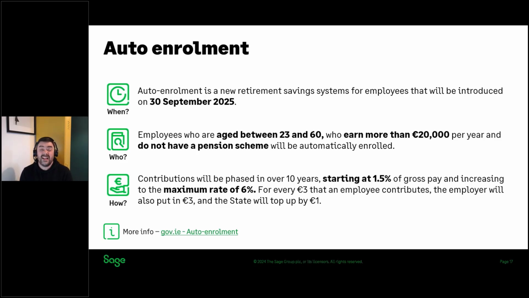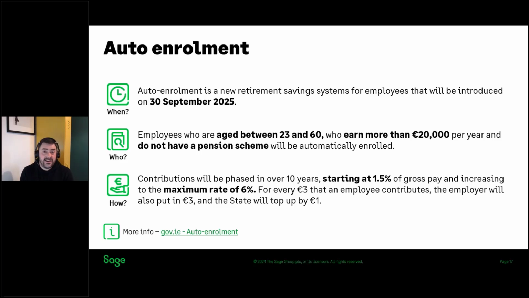Now, there won't be tax relief as such, but for every €3 an employee contributes, the employer will match that. So they'll also put in €3, and the state will top up by a further €1. So for every 3 they put in, 7 is being paid into the pension pot.